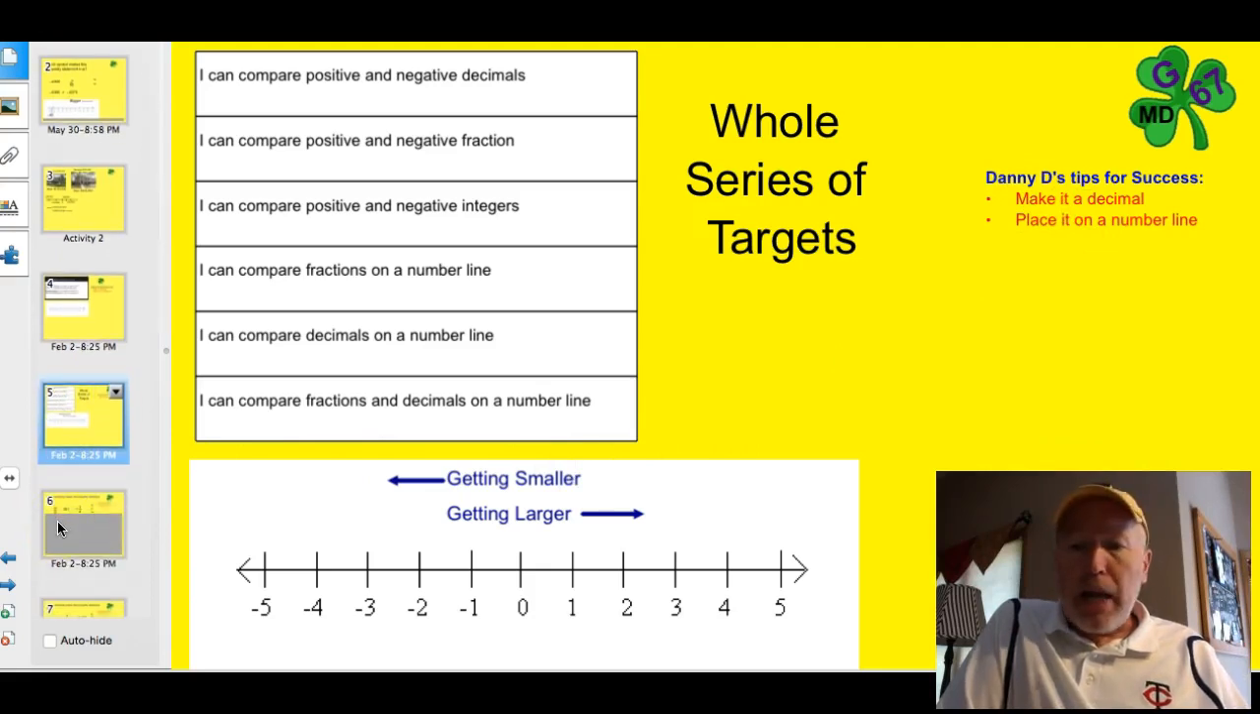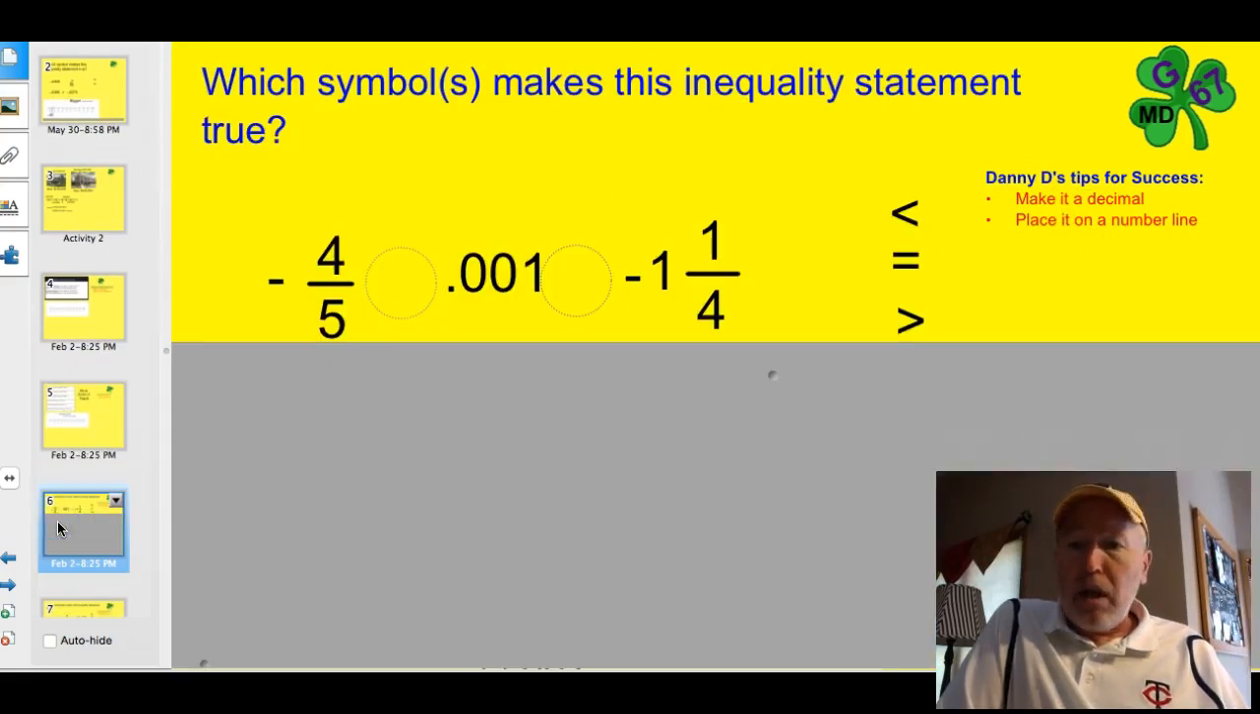So I got two guided examples I'll take you through, and then I'll take you through a couple of pause problems. So which symbol or symbols make this inequality statement true? So you got negative 4/5, you got 0.001, and you've got negative 1 1/4. Just think for a minute.